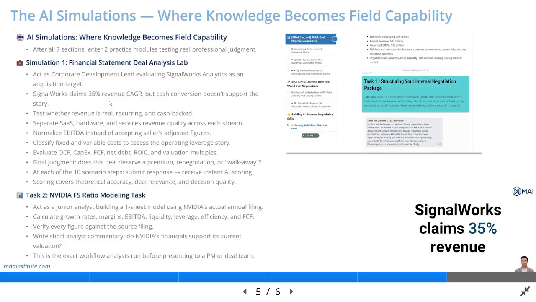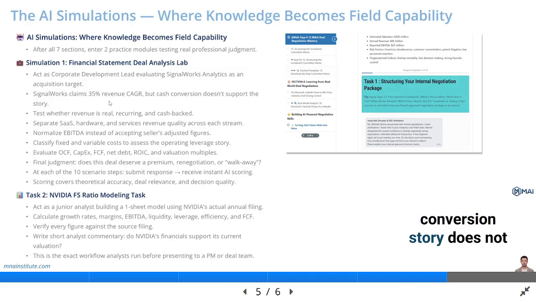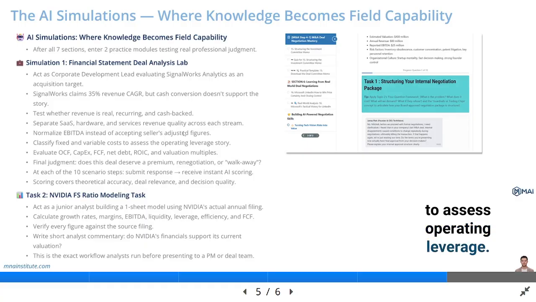SignalWorks claims 35% revenue CAGR, but the cash conversion story does not match the headline growth. You will test whether that revenue is real, recurring, and cash-backed. You will separate SaaS, hardware, and services revenue quality, normalize EBITDA instead of accepting the seller's adjusted figures, and classify fixed and variable costs to assess operating leverage.